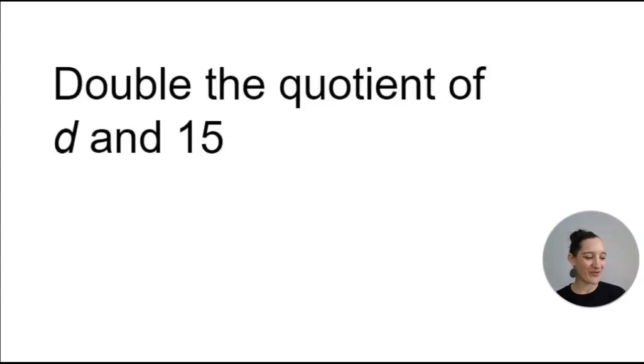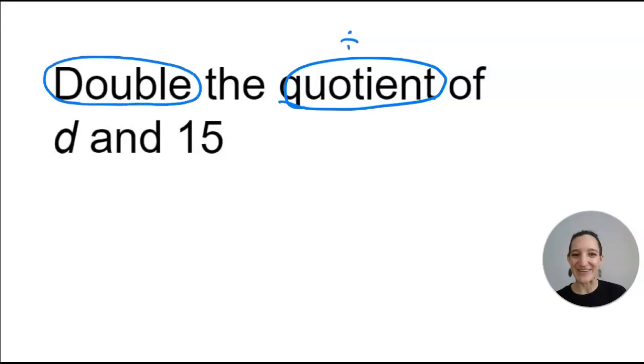Oh, okay, double the quotient of d and 15. Where are the math words here? Quotient is definitely a math word, right? What about double? Isn't double a math word? Yeah, it's on our box. Double means 2 times, doesn't it? So double the quotient of d and 15. Okay, so double means 2 times. What are we doubling? The quotient.